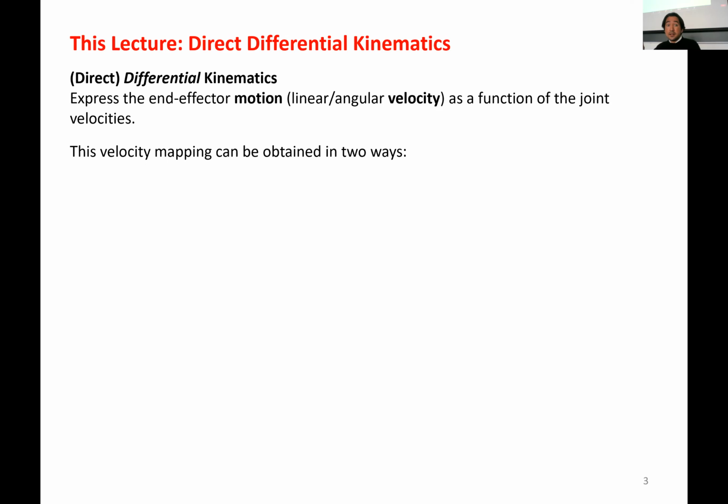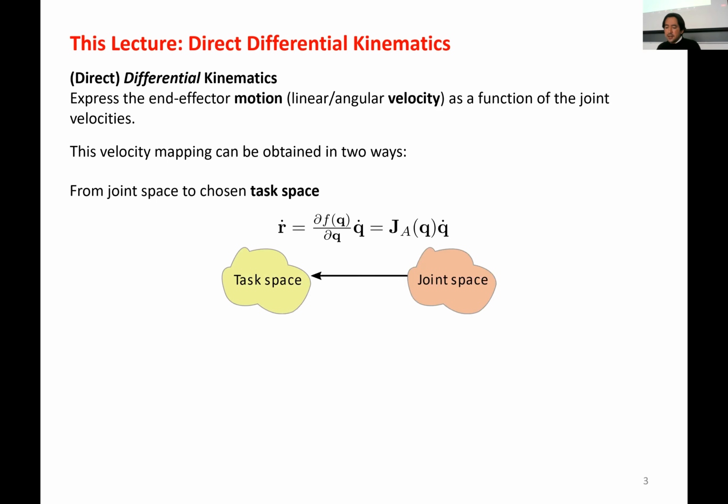But in the case of differential kinematics, we can do it in two different ways. The first one is mapping from joint space to the task space, where the task space is the variables of interest to us. So for example, in the 2R robot that Professor Focchi worked on, it was the position in X, the position in Y, and the orientation of the end effector.